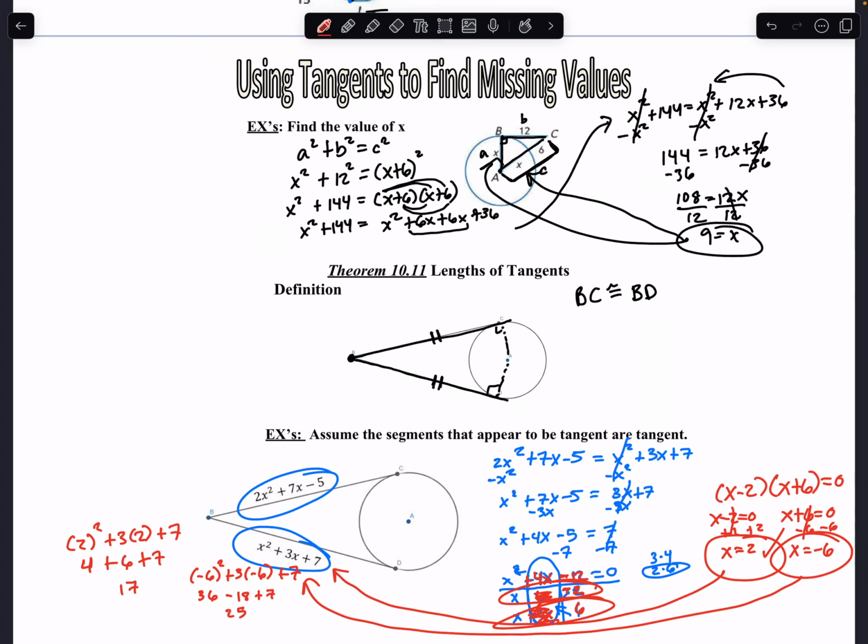Notice how both of them resulted in a positive length, which means they're both solutions here. 2 and negative 6 are both going to work as a potential length of this tangent line.